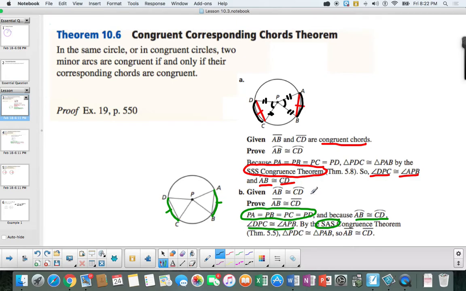The converse: what if we start off with congruent arcs? You can see I have congruent arcs right here. And once I have congruent arcs, I know these angles are congruent, these central angles. And I also know that I have all these radii congruent. So that means the triangles are congruent by SAS. And once the triangles are congruent, I can say the chords DC and AB are congruent.